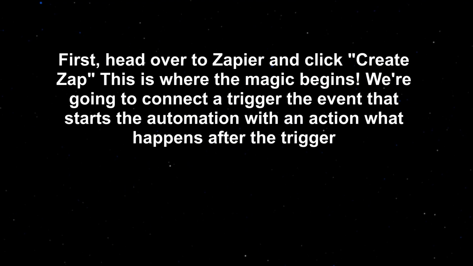First, head over to Zapier and click Create Zap. This is where the magic begins. We're going to connect a trigger, the event that starts the automation, with an action. What happens after the trigger?